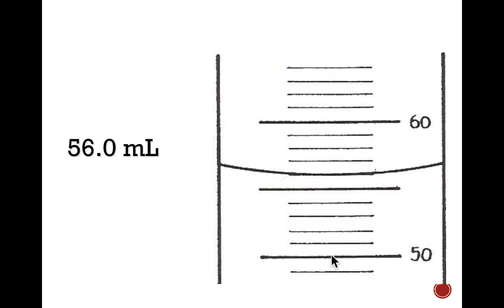Okay, so I would have put 56 again, because this is 50, 51, 52, 53, 54, 55, 56, and I would have put 56.0 because that looks like it's almost exactly on the line. However, I know that I can estimate one more digit, so I have marks to the ones place, and so I have to estimate to the tenths place. Since I think it's almost exactly on that line, I'm going to say 56.0 milliliters.